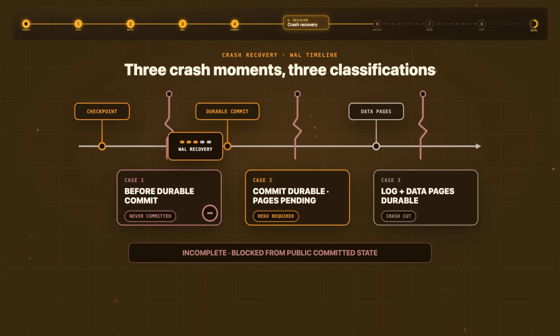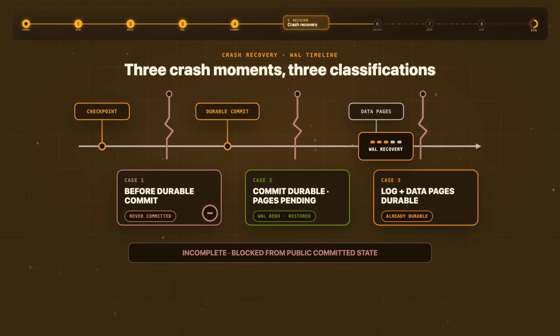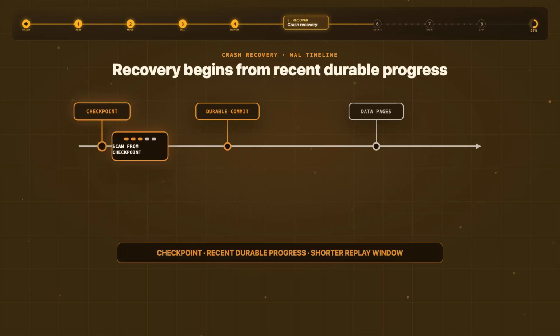Recovery uses the WAL to restore the committed changes. Crash after both log and data pages are durable. Recovery may have little to do for this transaction, but the same rule still classifies it correctly. A checkpoint gives recovery a more recent place to begin. It records progress so the database does not need to scan its entire history from the first day it existed.